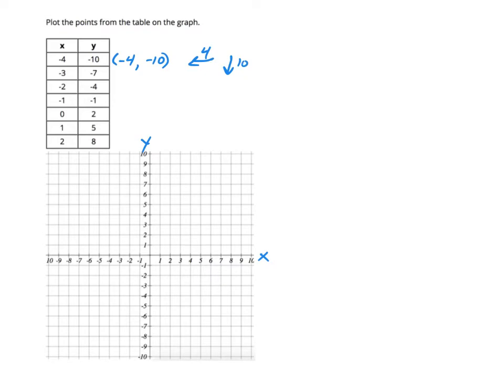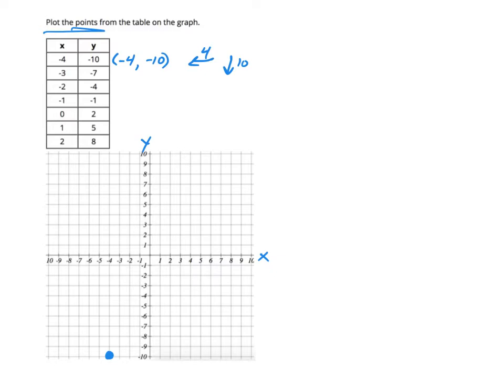And remember, it is a single point. It's not two separate points, one at 4 and one at 10. No, it's 1 point. So I'm going to go left 4 and then down 10 and plot that point right there. And all we're doing in this one, you notice, is plotting the points. We're not going to try to worry about drawing the curve or anything through the points.